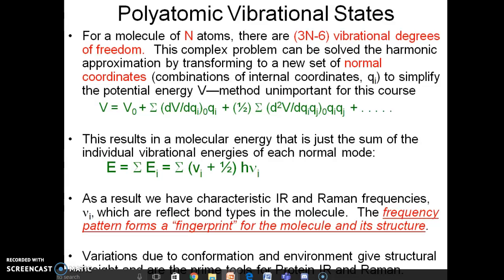As a result, we have characteristic infrared and Raman frequencies, which reflect the bond types of the molecule. The frequency pattern forms a fingerprint for the molecule and its structure. Vibrations due to conformation and environment give structural information.